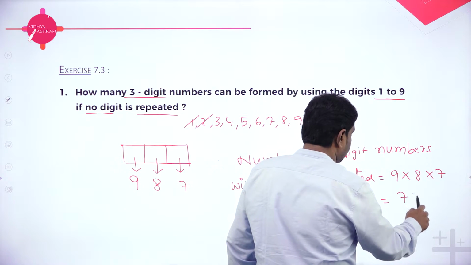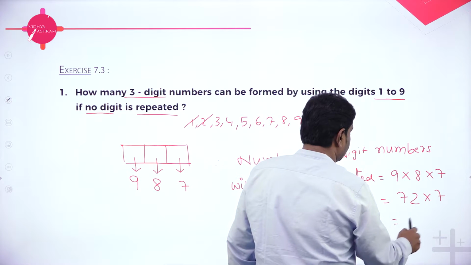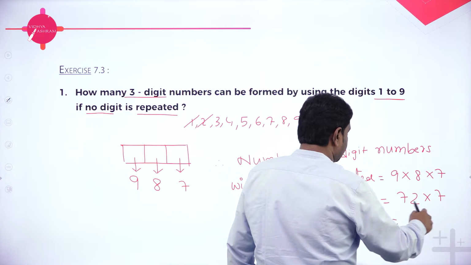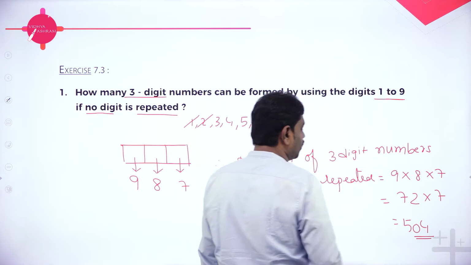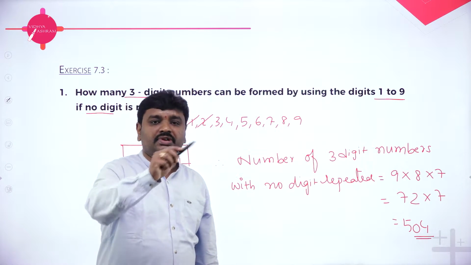8 9s are 72, into 7. 7 2s are 14, carry 1. 7 7s are 49. 49 plus 1, 50. So 504. Therefore, total how many numbers can you form? 504 numbers you can form.